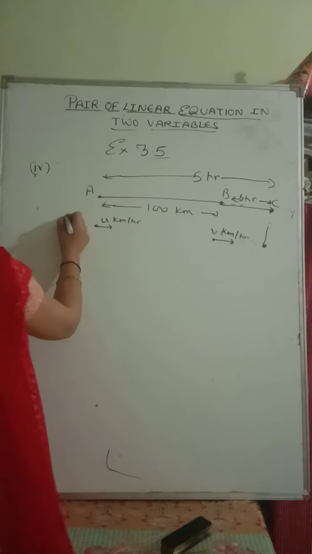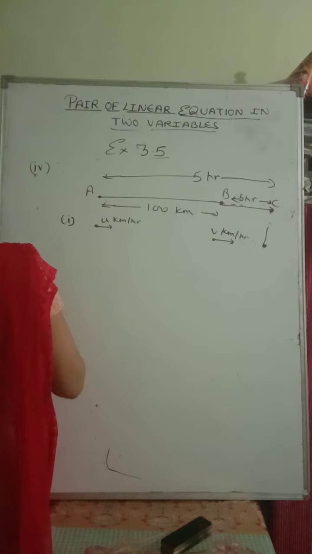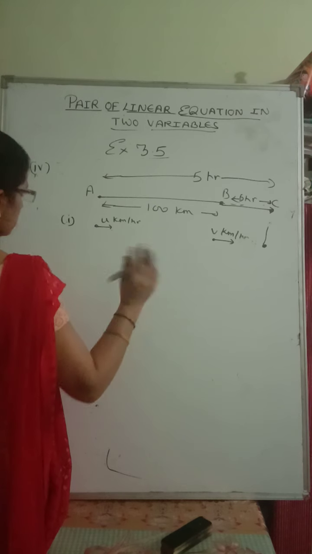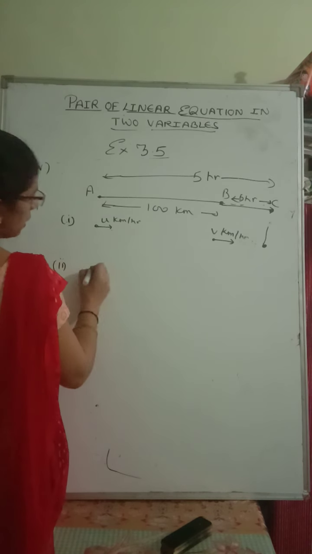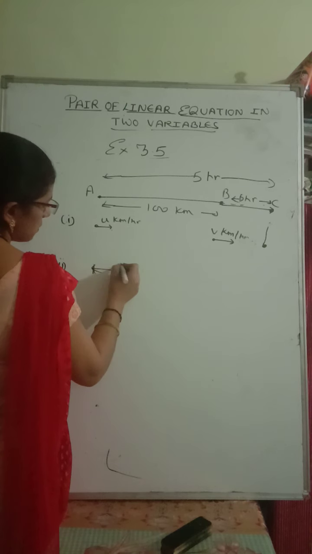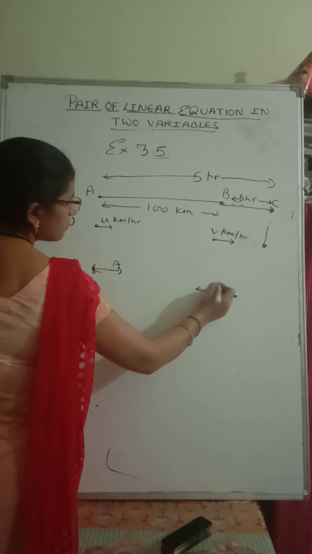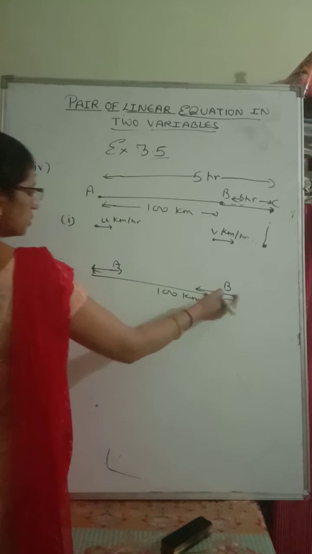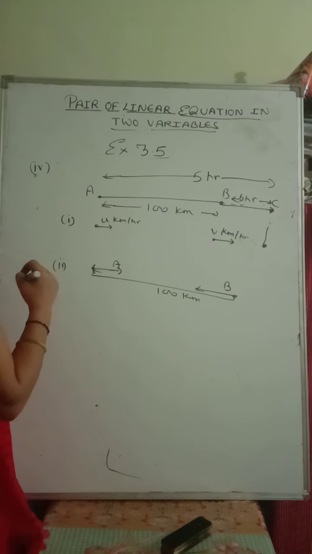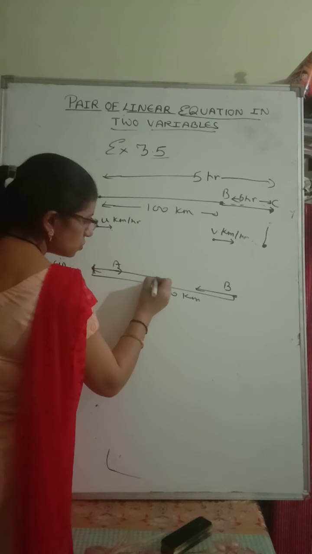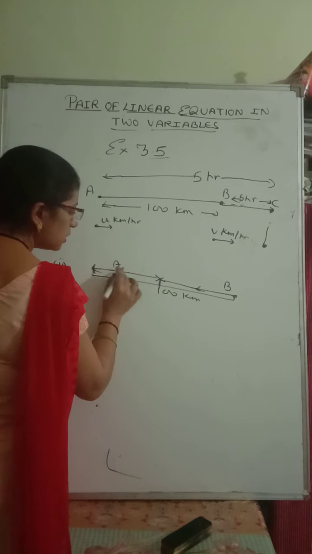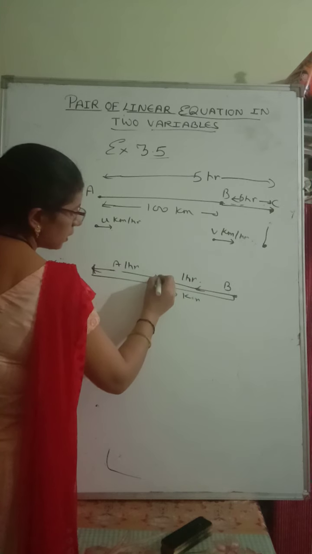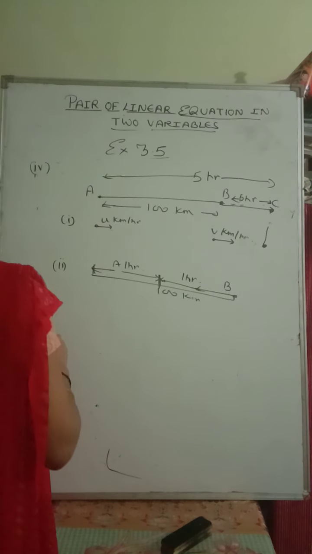This is condition 1 given to us. Okay. Now what if they travel towards each other? The second condition is that if they come towards each other, A comes from here to here and B comes from here to here. So the distance between these two is again 100 km. They meet in 1 hour. Let's say they meet here. So this car takes 1 hour from here to here, and coming towards each other it takes 1 hour.